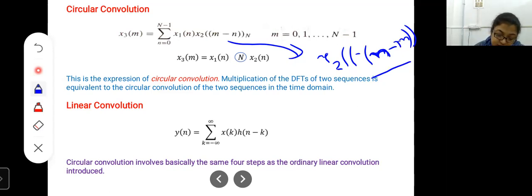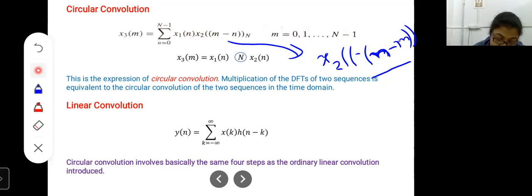Then the multiplication between the x1 sequence and x2 sequence is the third step, and addition is the fourth step. So there are a total of 4 steps you have to compute, and only then can you get the circular convolution result. But in the frequency domain, you just have to multiply them and you will get the result. That is the advantage of circular convolution in the frequency domain.